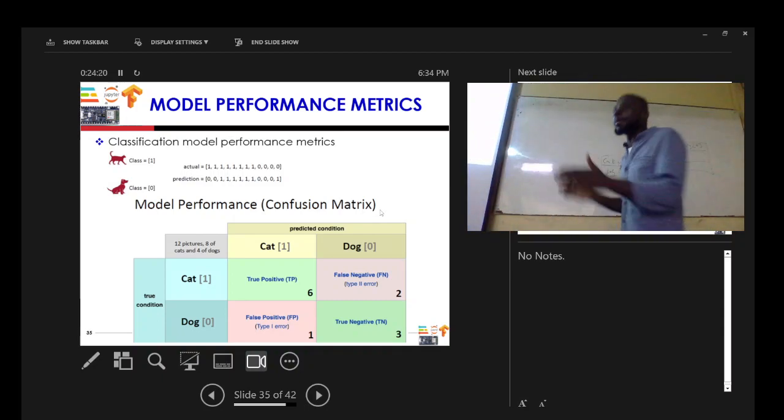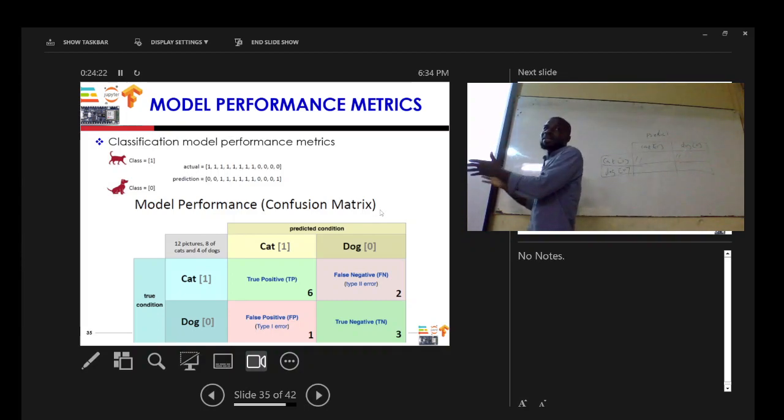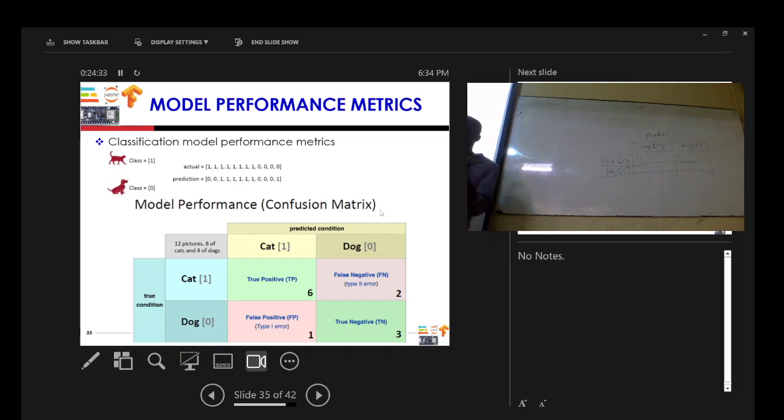True positive. So it's a positive and then it predicts a positive, right? A positive means a 1, negative is 0. Just take it that way. Positive is 1, negative is 0. So it's a positive 1, and then it predicts a positive, 1. So that is a true positive. Understood?